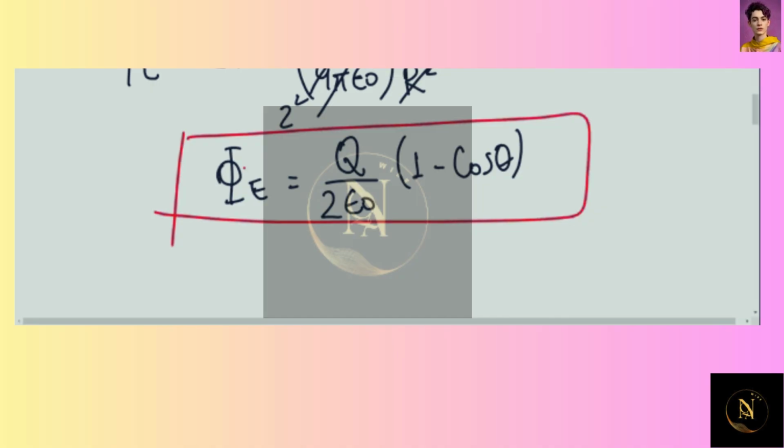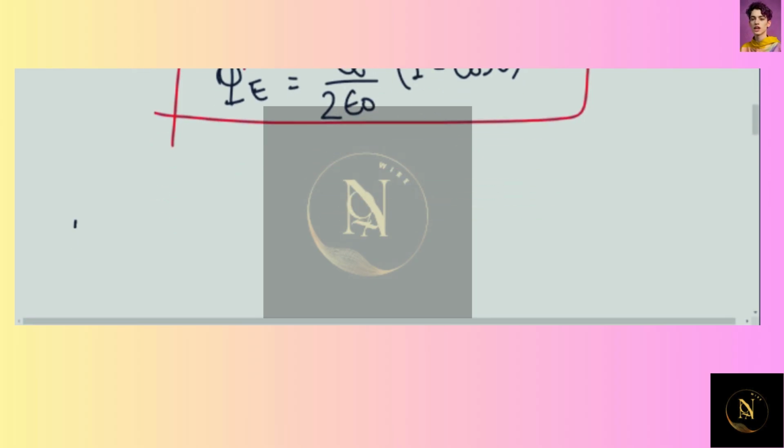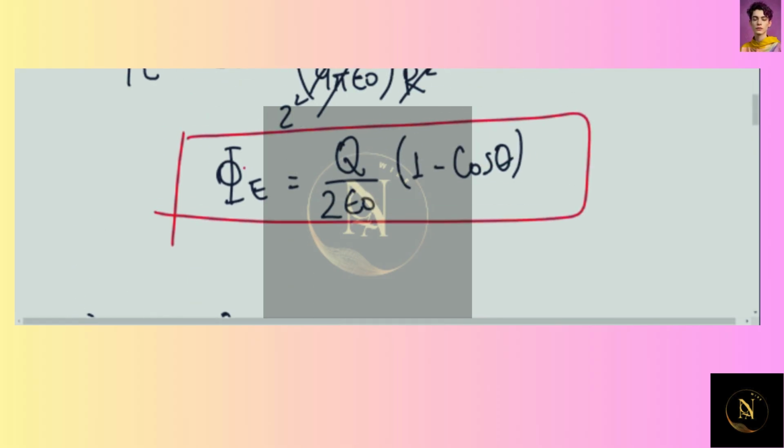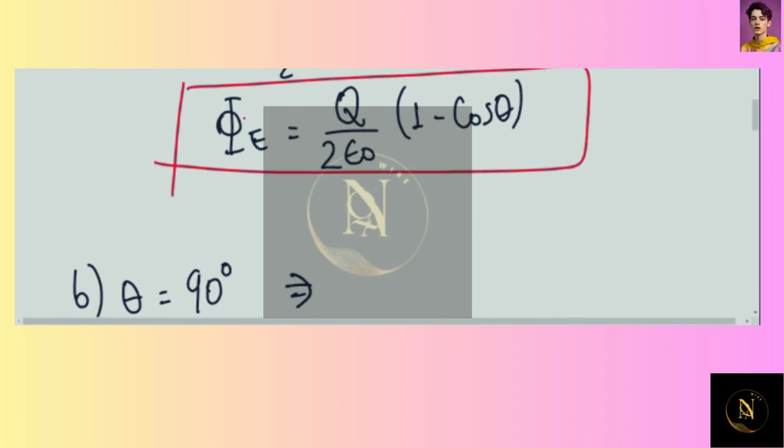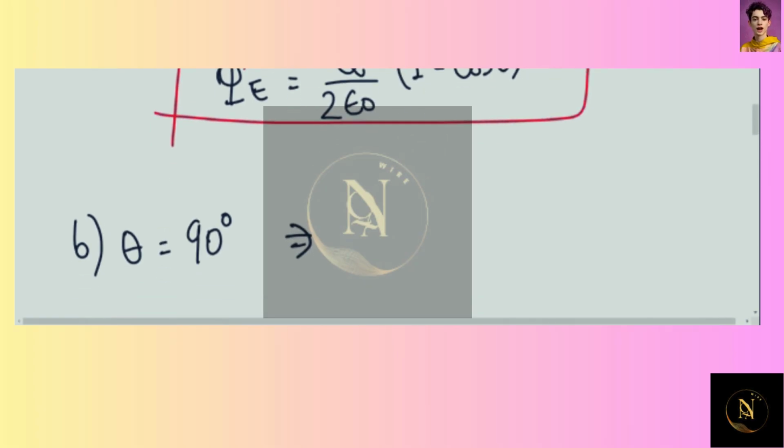Now for part B of this problem, we are asked what the flux is when theta is equal to 90 degrees. With theta equal to 90 degrees, we know that the cosine of 90 degrees is equal to 0. So immediately from the previous expression, we obtain that the electric flux is just the charge divided by 2 times epsilon sub 0.